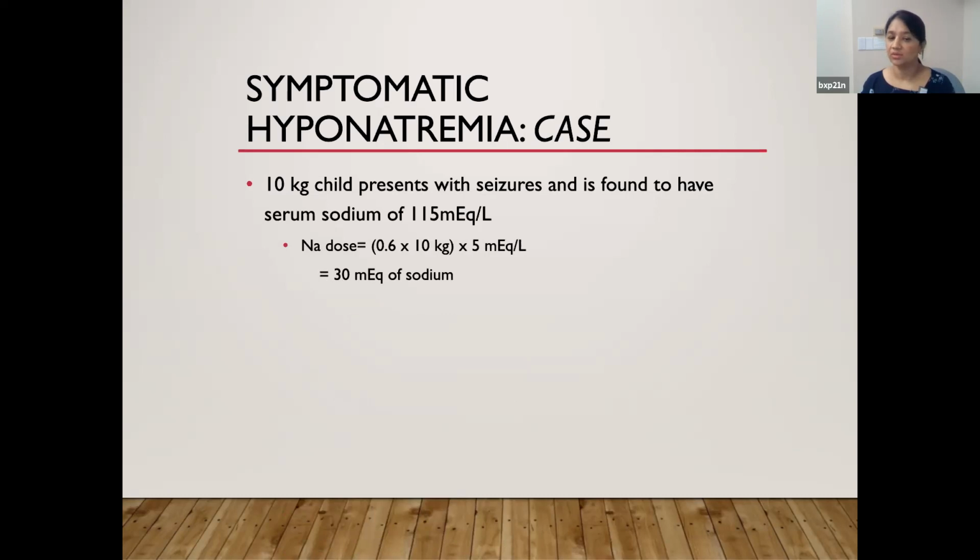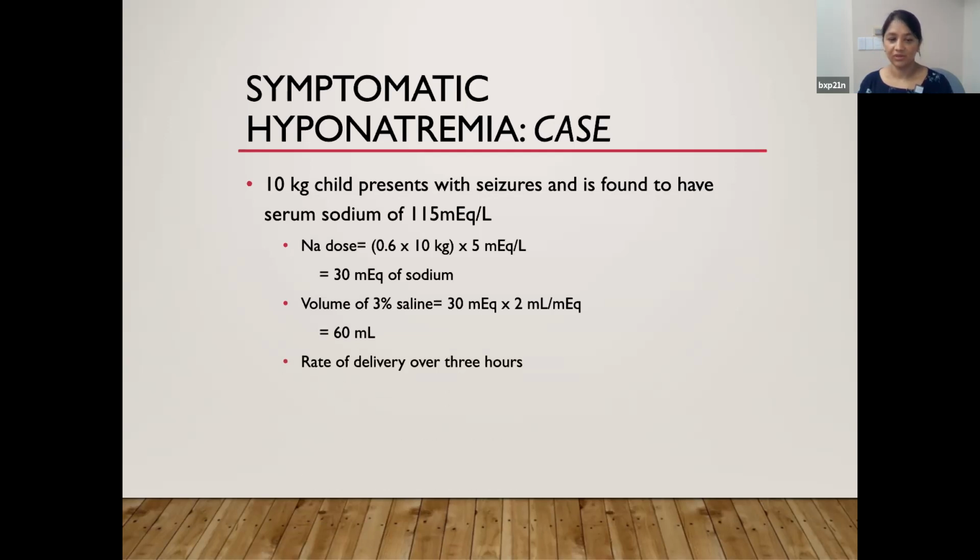So here 30 milliequivalents of sodium, if you deliver that to the baby, then their sodium would rise from 115 to 120, provided the kidney doesn't do different things, which sometimes can happen. The volume, because we said 2 ml is 1 milliequivalent in that 3%, so you will basically give 60 ml. How you can give it, you can do it over a few hours, or sometimes there is a situation where you might want to give it as a bolus too.